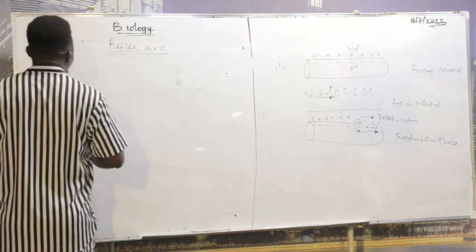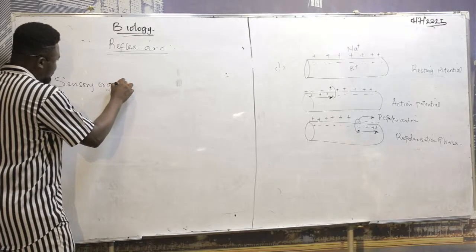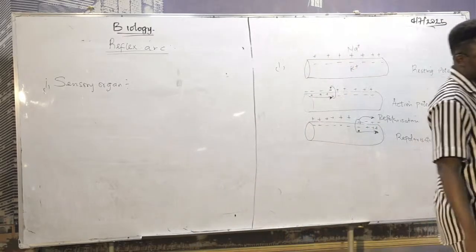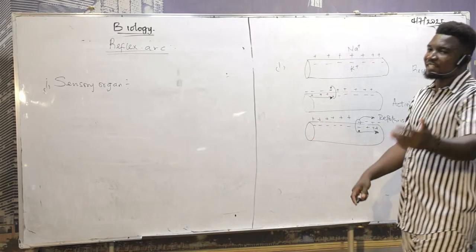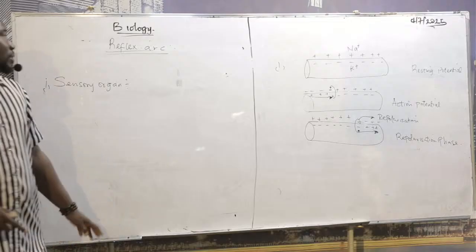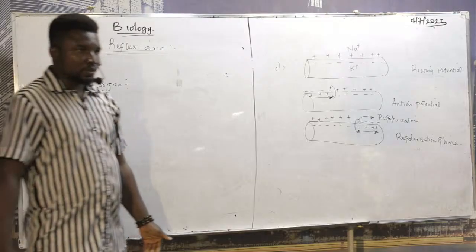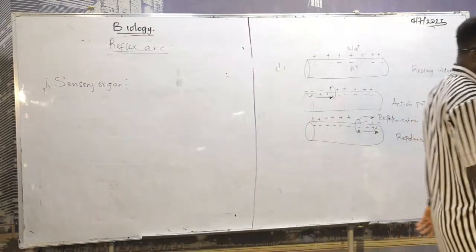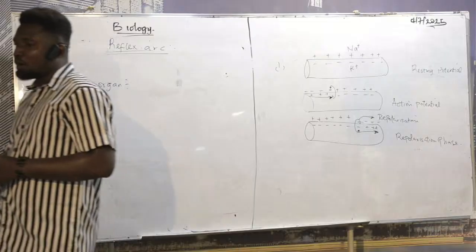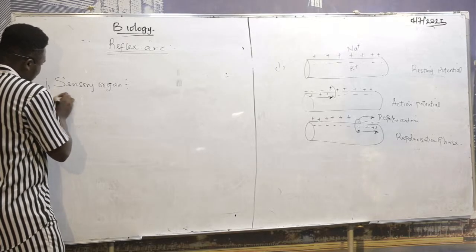Components of a reflex arc. Number one, the sensory organ. What is the work of the sensory organ? They have receptors that build up a stimulus. That is the first one. The second one is the spinal cord.